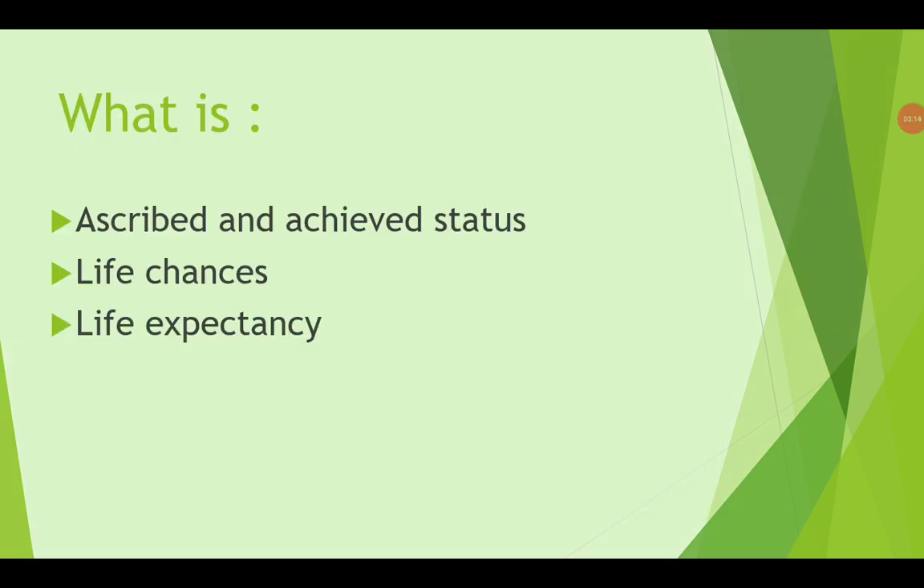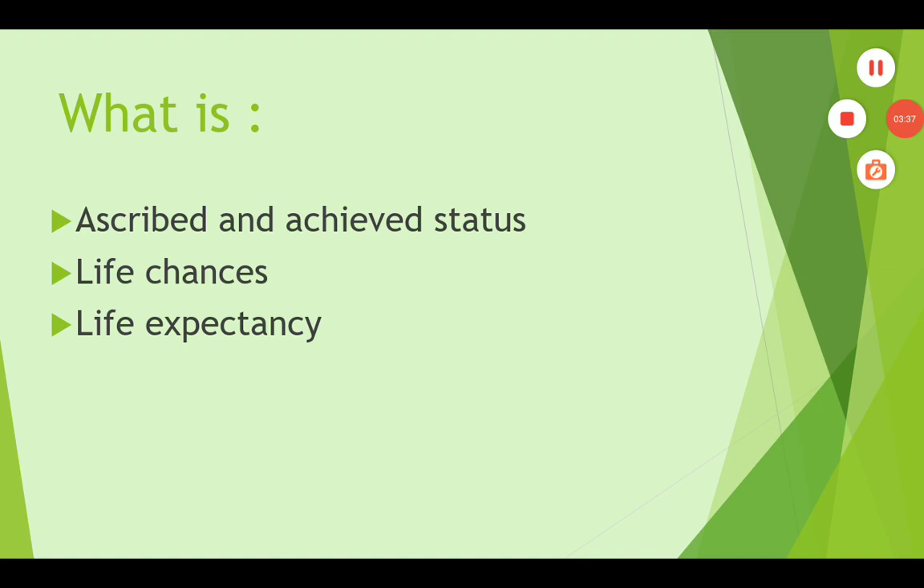So what are ascribed and achieved status? Ascribed status is the status that you inherit. You inherit the status when you are born, for example your age, your class, your gender, which you cannot change, and you inherit them when you are born. So these things you have are called ascribed status.